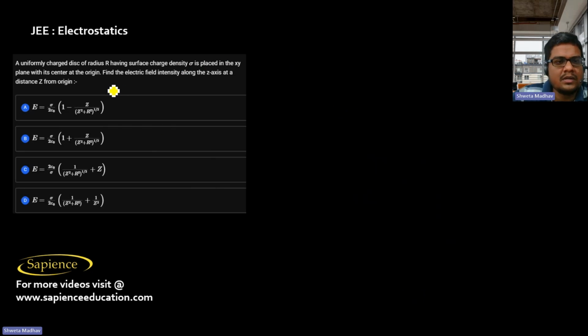And here it is told a uniform charged disk of radius r having surface charge density sigma is placed in the xy plane with its center at the origin. Find the electric field intensity along the z-axis at a distance z from the origin. Let's see, if I take this as the x-axis, this as the y-axis, and this will be the z-axis. So the disk is placed here only.